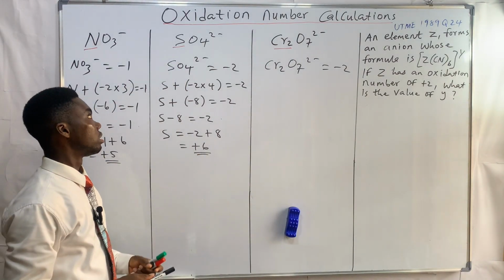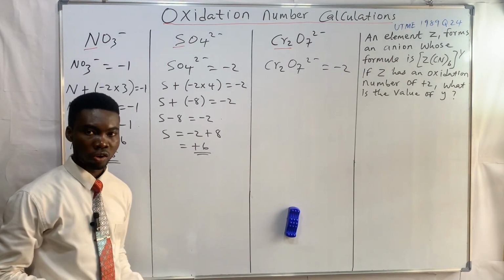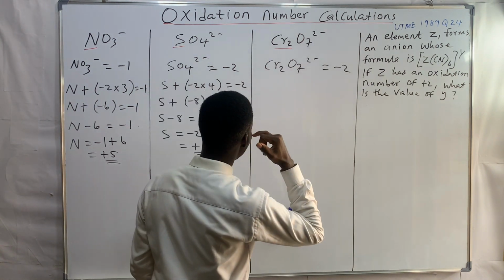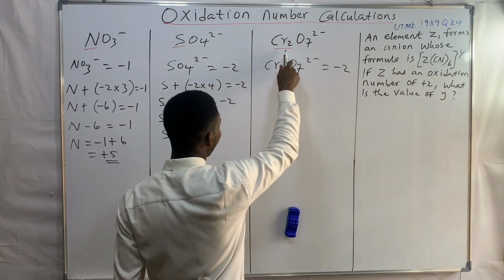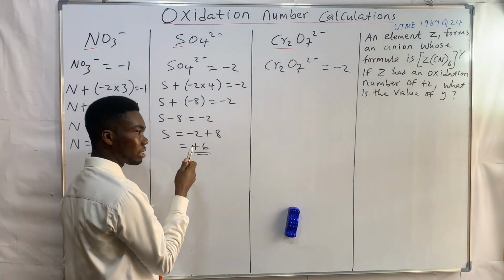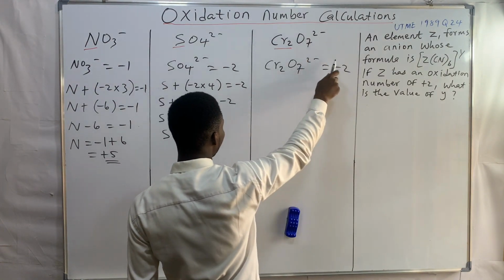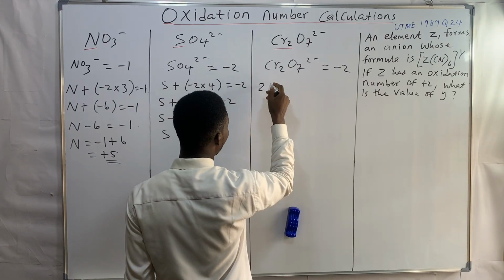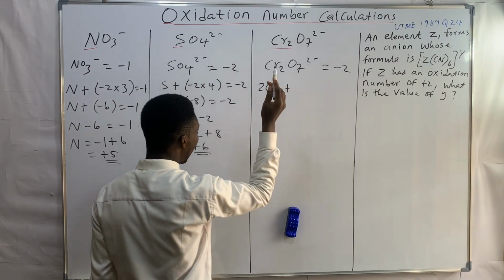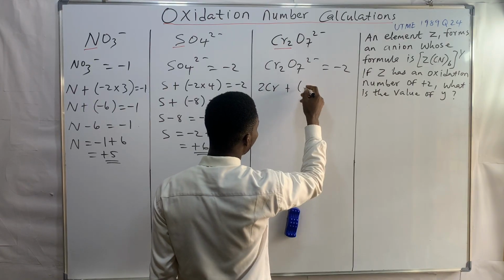So this is how the oxidation number for polyatomic ions is calculated. Now let's take a look at the dichromate ion. How do we calculate the oxidation state of chromium? It's still the same pattern. We've already equated to the net charge, which is minus 2. Cr2 can be written as 2Cr, which means we have 2 chromium here, plus oxygen.